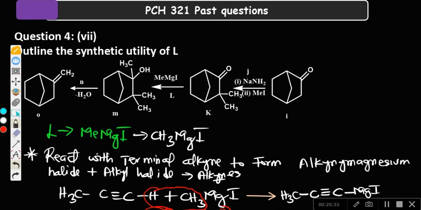So you're going to form something like this. Let me just write it this way: CH3C triple bond C CH3. So it's no longer going to form a terminal alkyne, but other alkynes. So that is another synthetic utility of Grignard reagent.